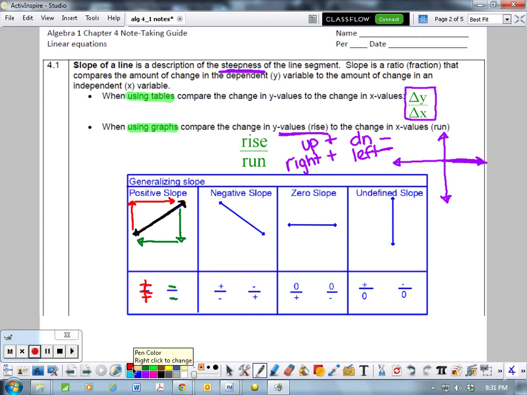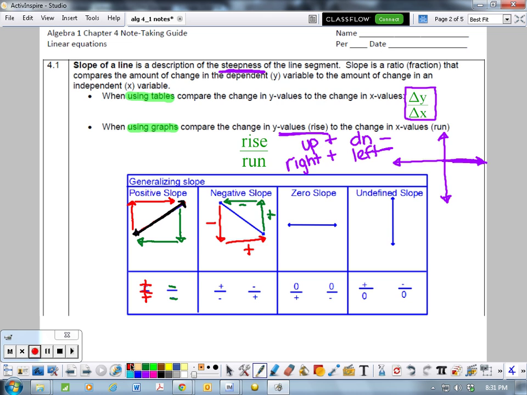Now, on a negative slope, when I look at it from here, I go down, which is negative, and then I go to the right, which is positive. And negative over positive gives me negative. I could also look at it in the opposite direction. I go up, which is positive, and I go left, which is negative. And that still, as a fraction, gives me that idea of having a negative slope.